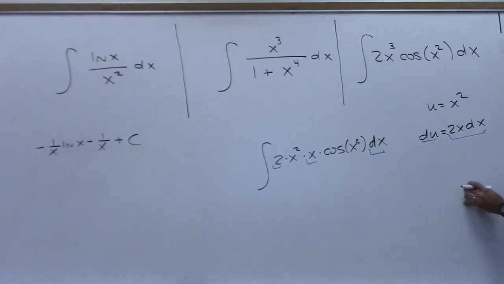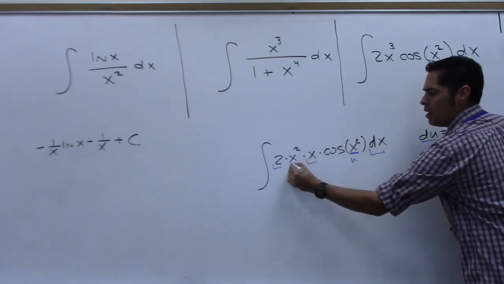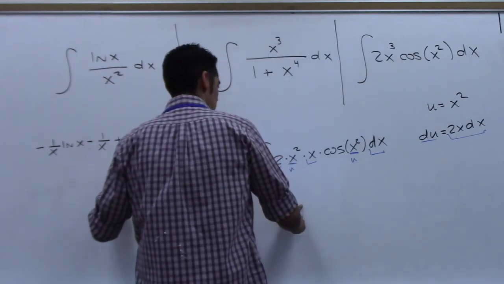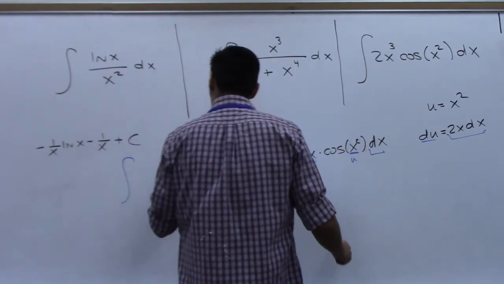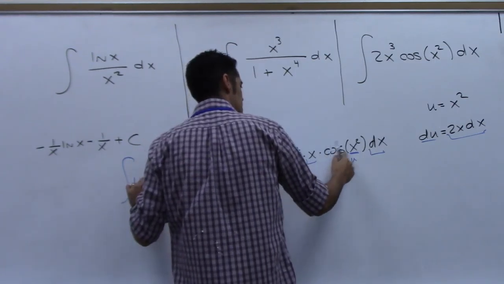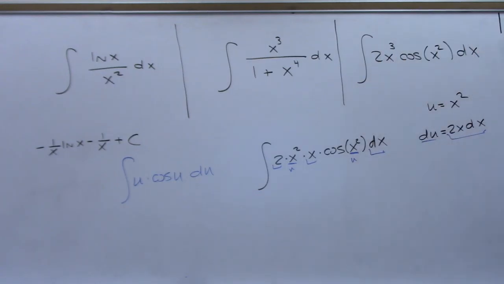That's du, right? And then this right here is what? u. And then this right here is what? u. So this integral becomes, all that other stuff is just du, and then x squared is u, and cosine x squared is cosine u, and then integration by parts on that.